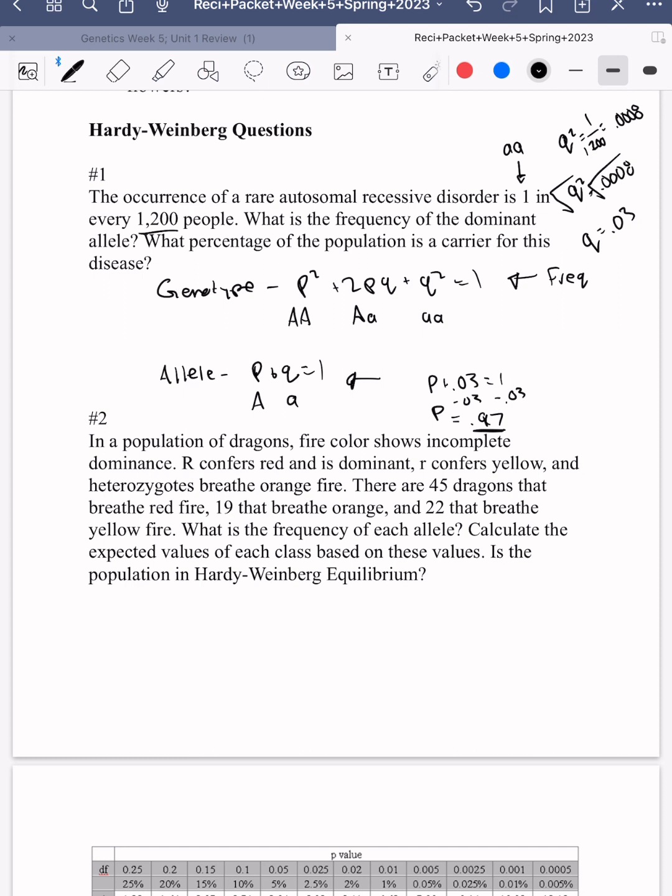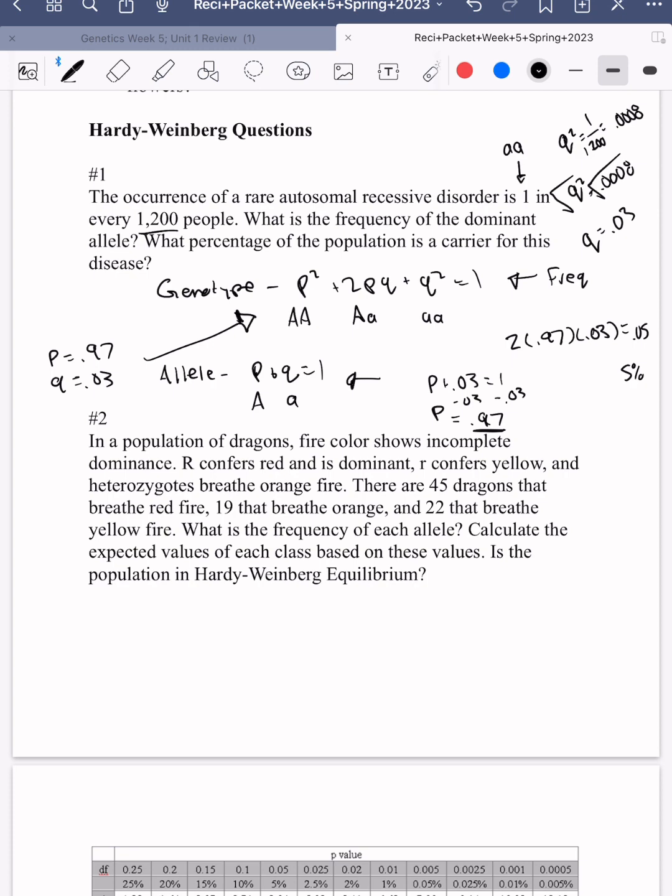Now it asks what percentage of the population is a carrier for this disease. Now that we have both allele frequencies, we know that p equals 0.97 and q equals 0.03. We can plug these back into the genotype equation to get the frequencies for all the different genotypes. For the carriers, simply what we have to do is 2 times 0.97 times 0.03, and that would give us, I think, 0.05, which is 5% of the population that is heterozygous for this allele.